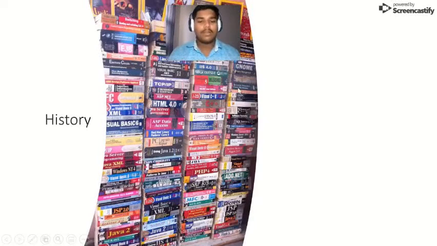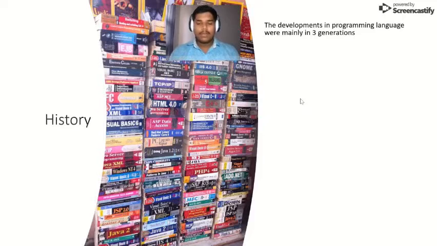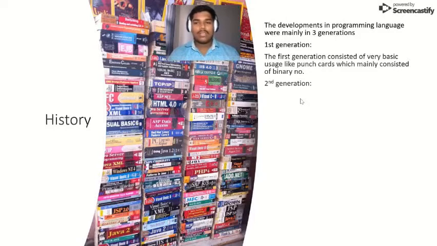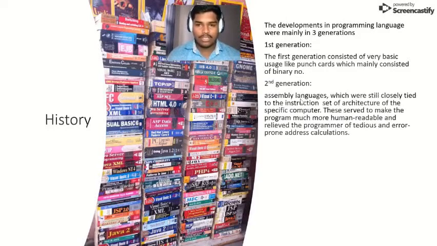Let's talk about programming language history. It's very important to study about its history. The development in programming languages were mainly in three generations. You can read it in the video. First generation, which mainly comprised of the punch cards, which we used as an input for our computer, and the output was again in the form of punch cards only. Second generation, assembly languages. They were usually the set of instructions which we still use and are still using in our day-to-day work.